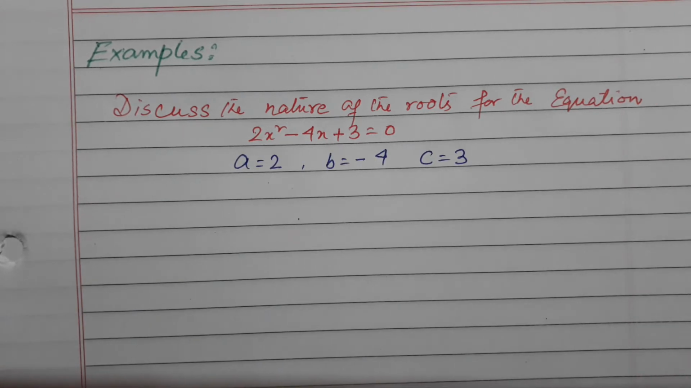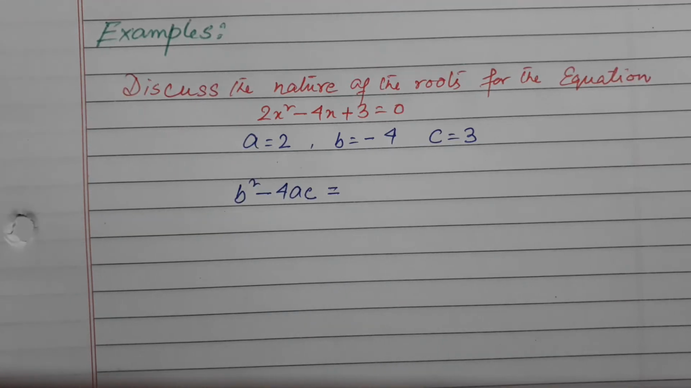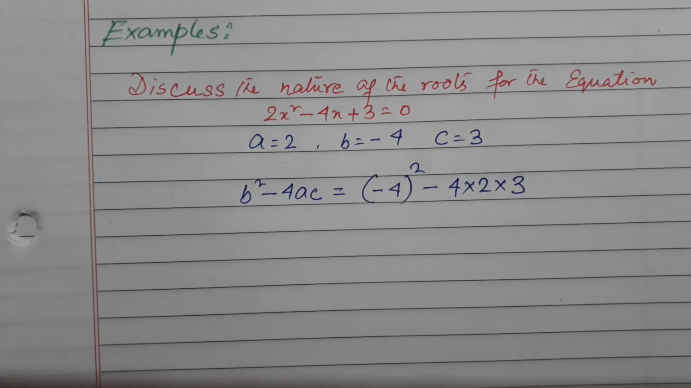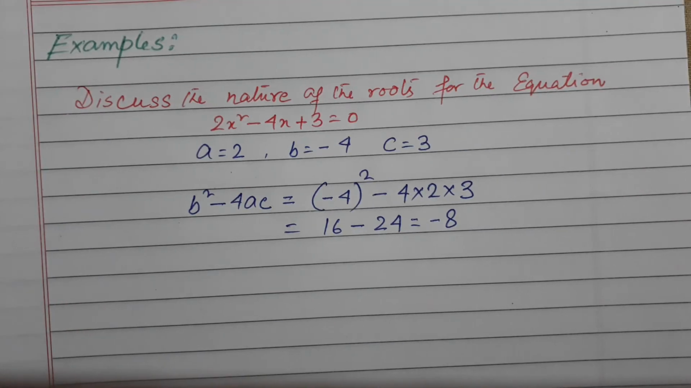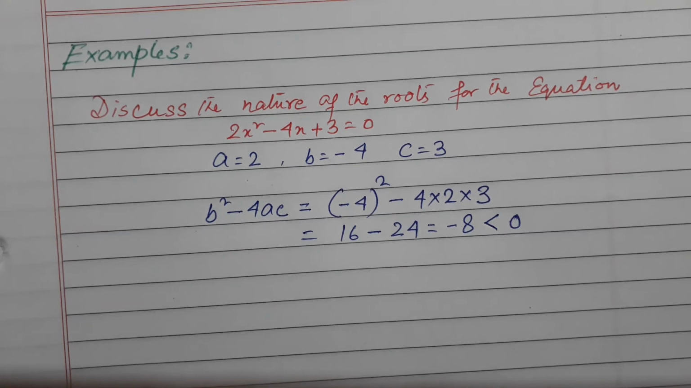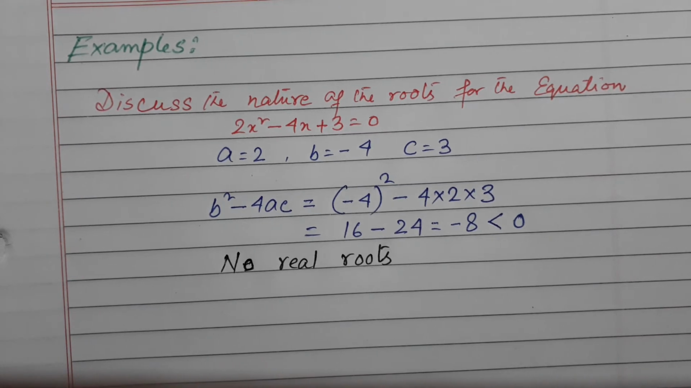Here a equals 2, b equals minus 4 and c equals 3. Hence, the discriminant will become (minus 4) whole square minus 4 into 2 into 3, which is equal to 16 minus 24, and is equal to minus 8, which is less than 0. Hence, the discriminant is less than 0. So therefore, the quadratic equation has no real roots.